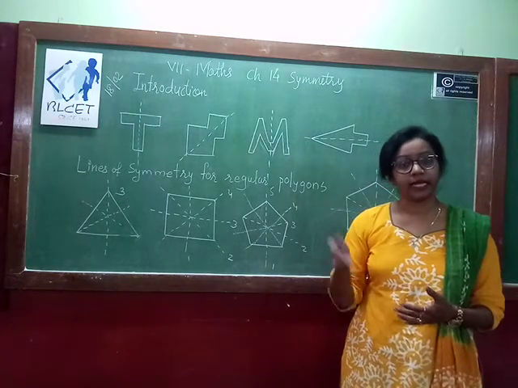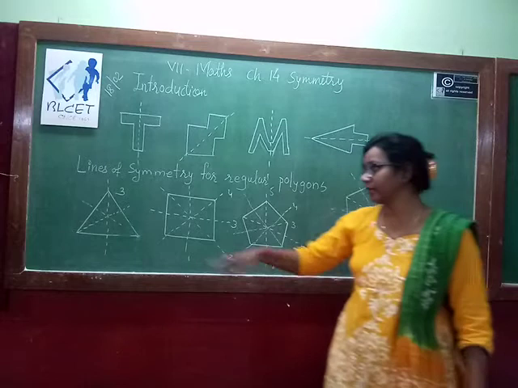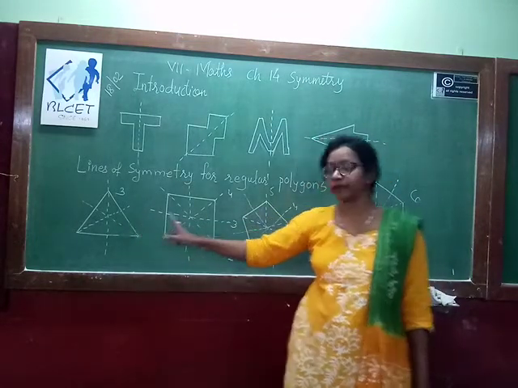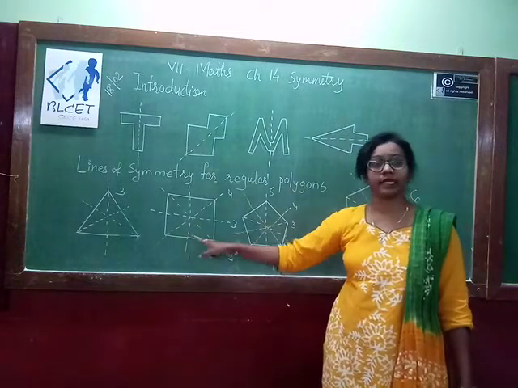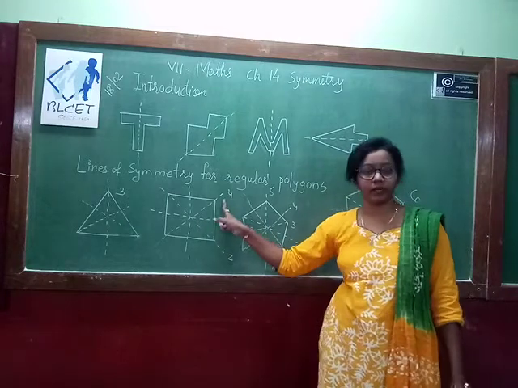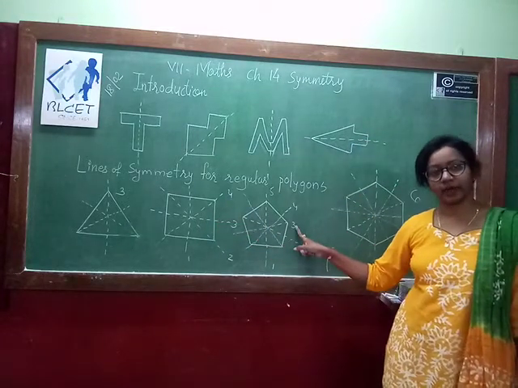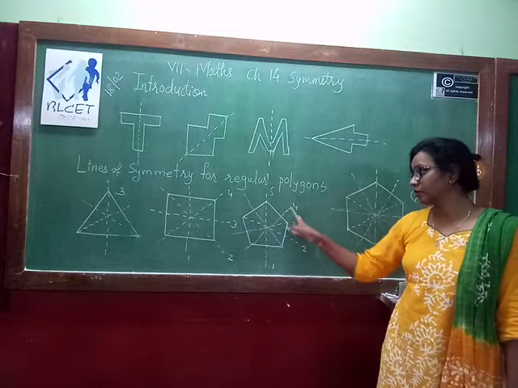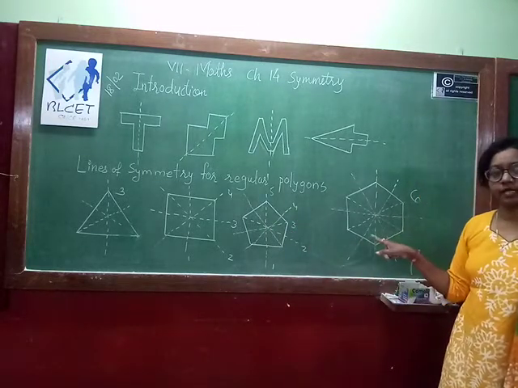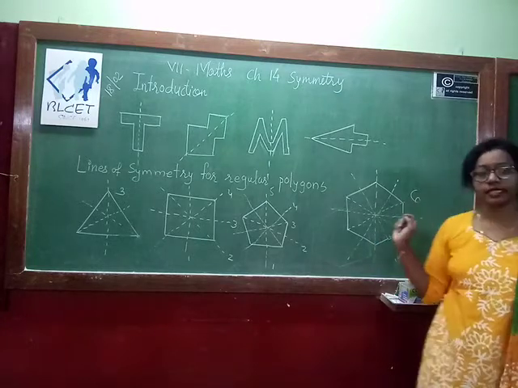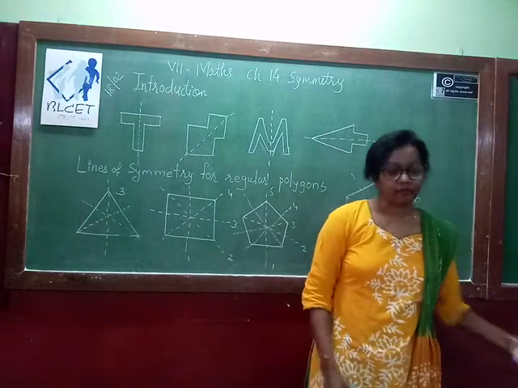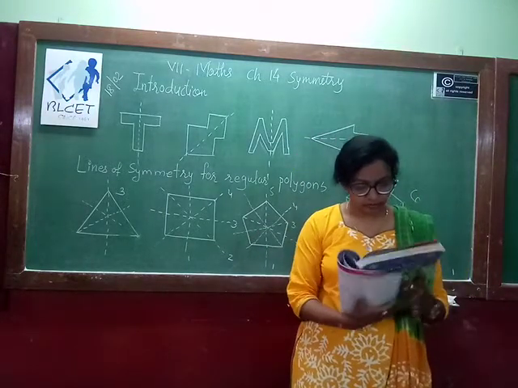It has that many lines of symmetry. Suppose in an equilateral triangle, 3 line segments are there, so we have 3 lines of symmetry. In a square we have 4 line segments having the same measure, so we are getting 4 lines of symmetry. In a pentagon, 5 line segments, the measure of each one is equal, so we are getting 5 lines of symmetry. For a hexagon, 6 line segments, all the line segments have the same measure, so we are getting 6 lines of symmetry. So this is how we can find the lines of symmetry for regular polygons.